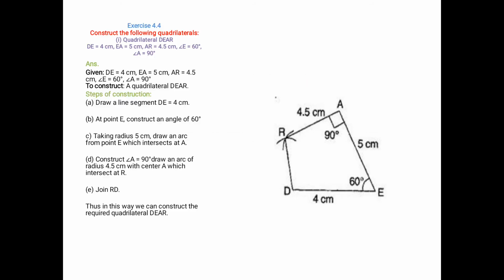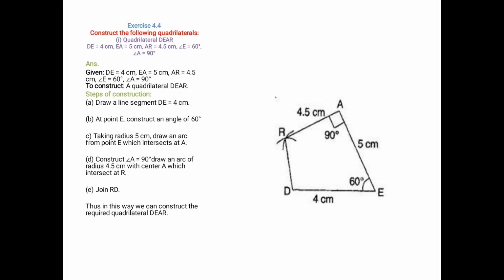Now let us understand how to construct a quadrilateral when 3 sides and 2 included angles are given, with the help of exercise 4.4. Well, the question says construct the following quadrilaterals. Quadrilateral DEAR. Here the value of side DE is 4 cm, side EA is equal to 5 cm, side AR is equal to 4.5 cm, and the value of angle E is 60 degrees, whereas the value of angle A is 90 degrees.